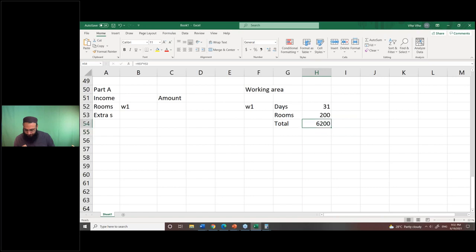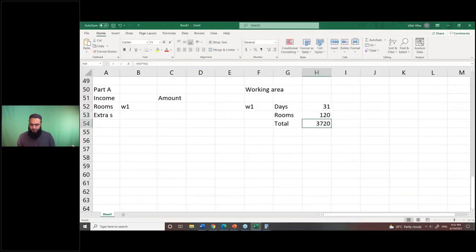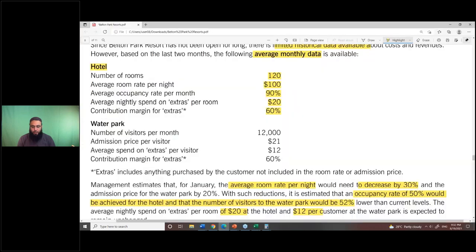Sorry, it's 120. So 120 into 31 is 3,720. That is the total availability you have. Now it says 50% will be operational here, because I've just highlighted it here as well. See, where it is. Yeah, 50% will be operational. So don't consider this 90%, consider 50%. So take this half.